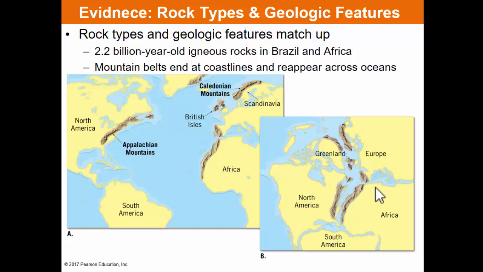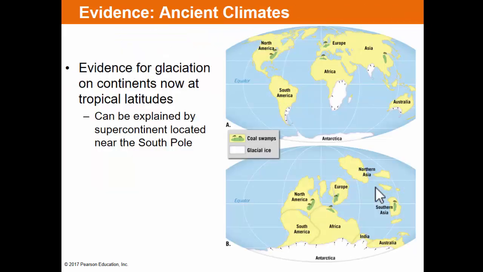Mountain belts like the Appalachians would disappear at the coastline and then reappear across the Atlantic Ocean as the Caledonian Mountains. And the age of the rocks, the types of the rocks, and the way the strata were layered in those rocks appear to be very, very similar. So this is one of those geologic features and rock types that fit across oceans. 2.2 billion year old igneous rock in Brazil and also in Africa. And then mountain belts that, again, stop at the coastline and then reappear on the other side of the ocean.